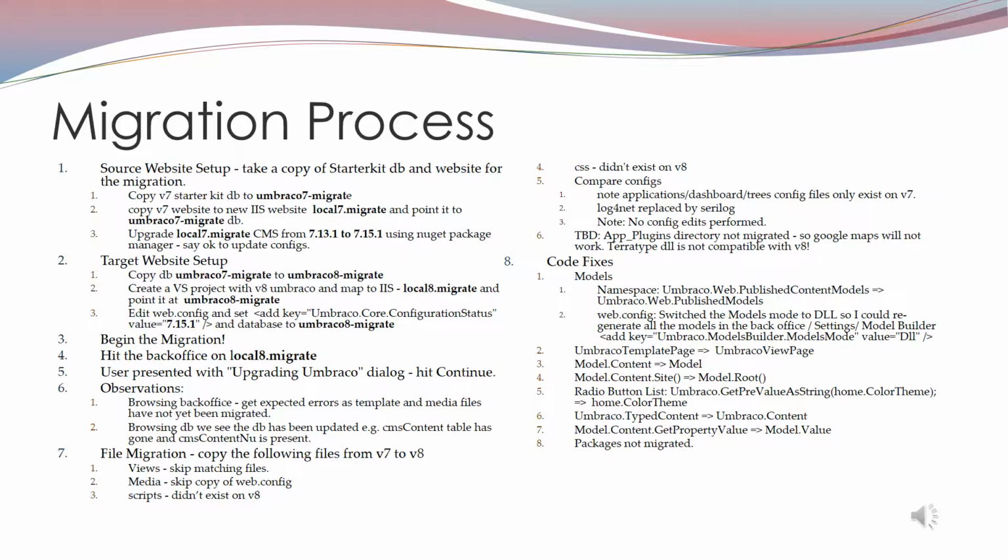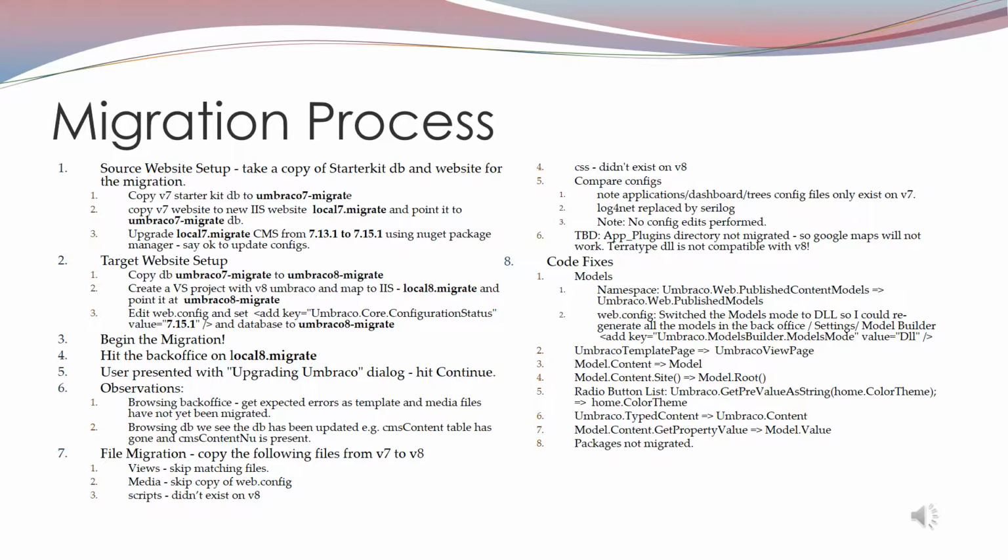Model content site no longer exists. Couldn't find site existing in the new version 8, but a bit of googling told me that model root would do the same thing. Access and radio button lists. Version 7 used Umbraco get pre-values as string. Changed that just to model.property name. That seemed to work okay.